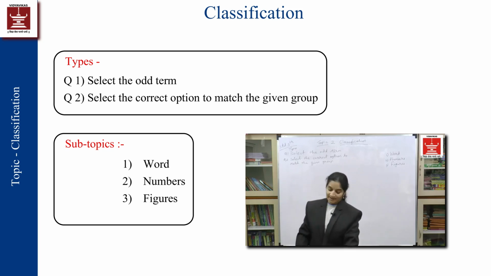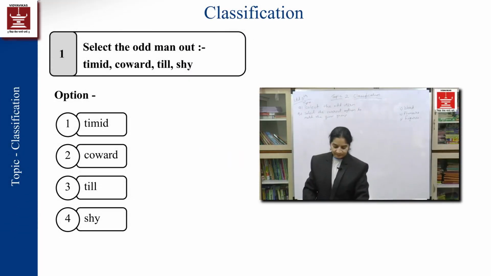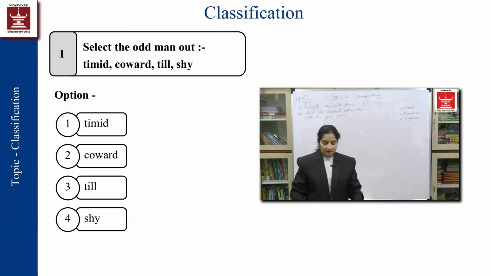We'll go for a few examples. The first option is timid. Second option is coward. Third option is till, T-I-double-L. And the fourth option is shy.